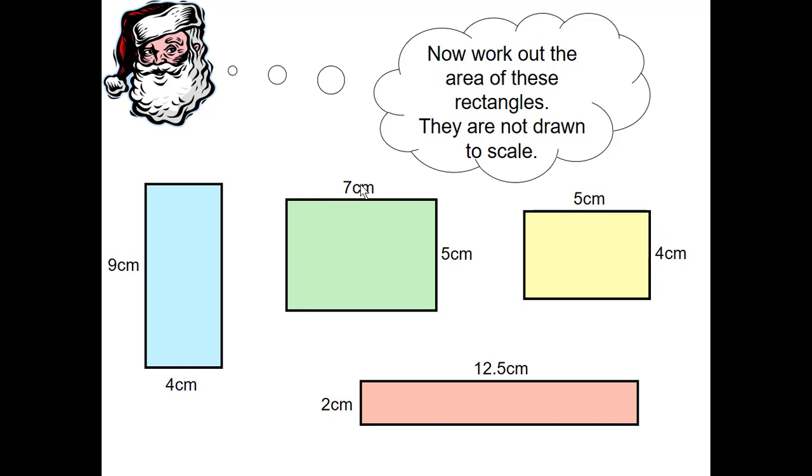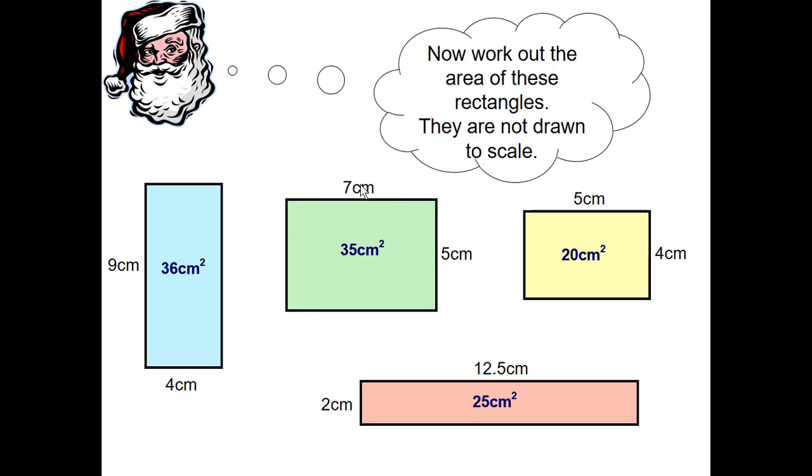Pause the video and you will be able to know if you got the answers correct, because I'm going to display the answers now, but I hope you pause so that you can find out the area of each one of these shapes. So the first one is 36 centimeters squared, 35 centimeters squared, 20 centimeters squared, and lastly 25 centimeters squared. Oh, don't worry and be like, I don't know how you got 25 centimeters squared for the last one.